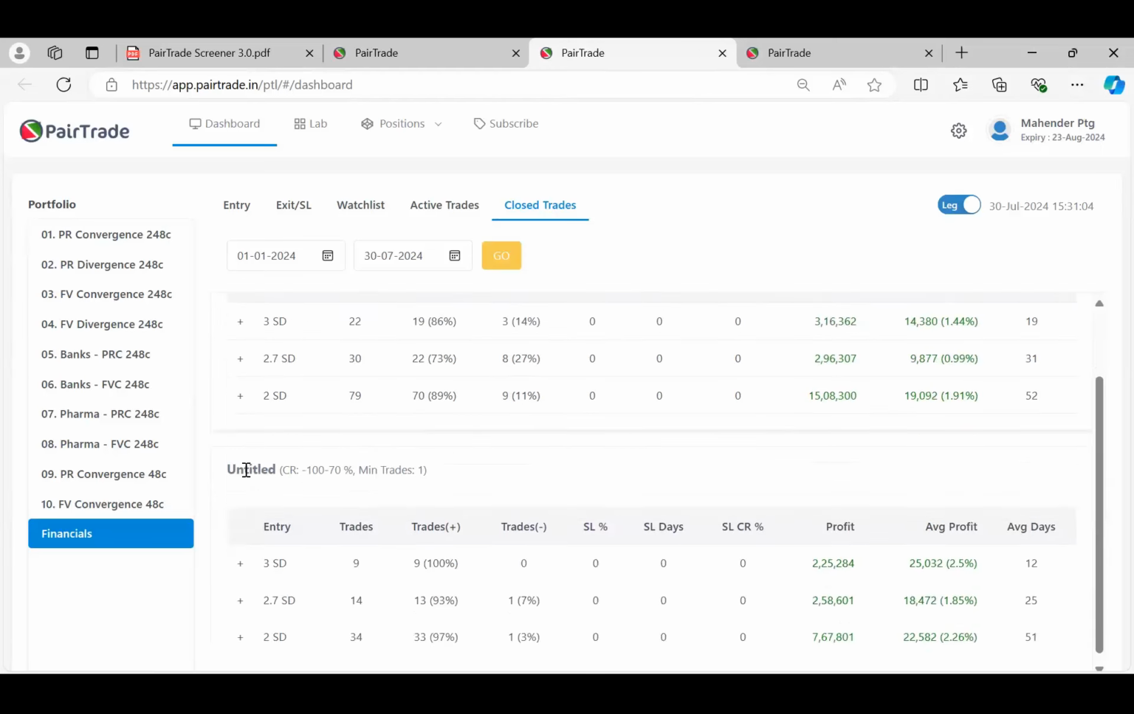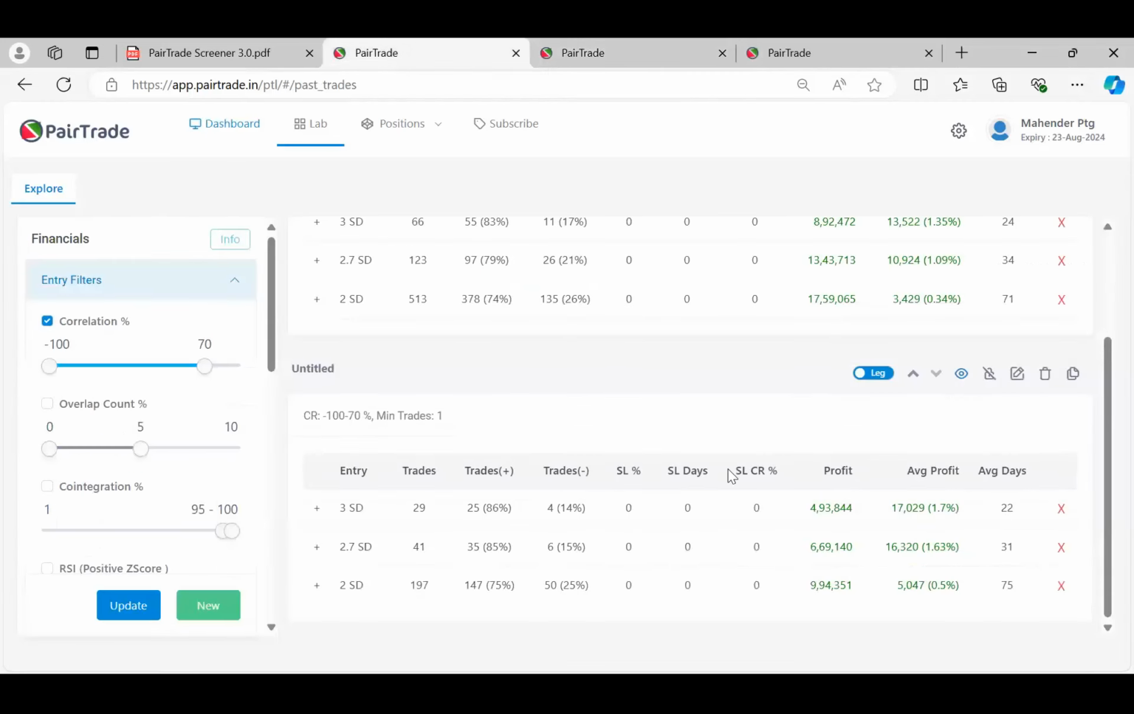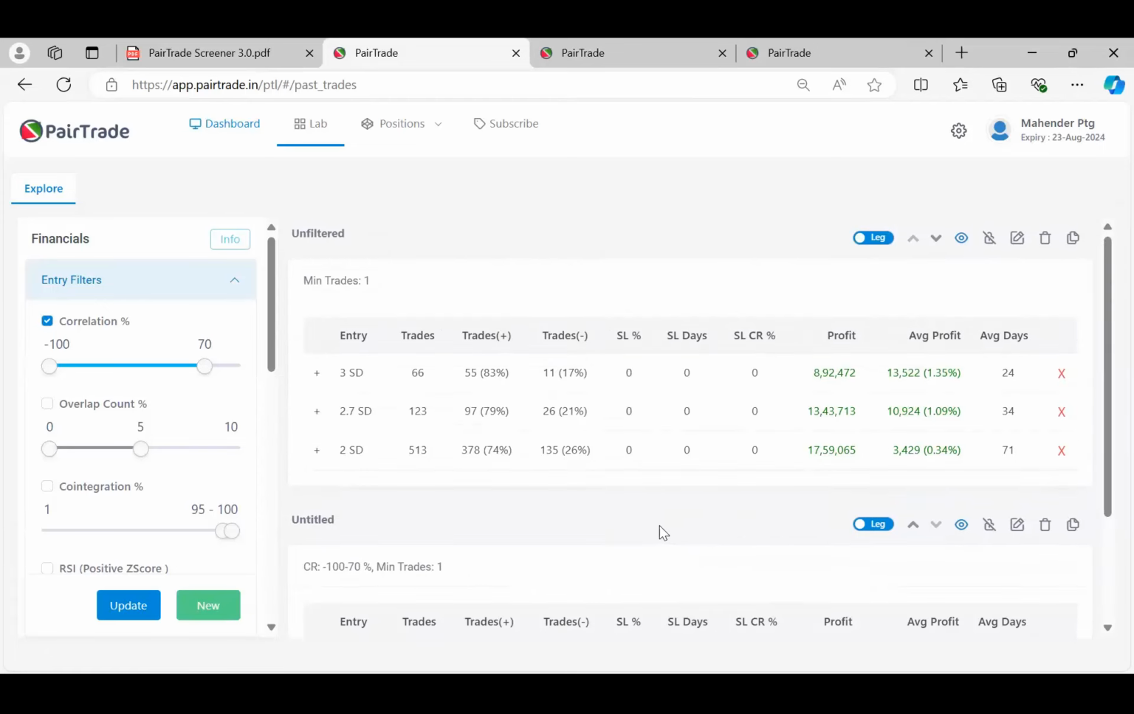Similarly, if I use the correlation minus 100 to 70, here also good returns per trade, 34 trades and 33 positive outcome, only one trade which has gone wrong. Here it is 100%. So if we had just used this combination, you would have made so much profit. And average profit per trade is also very good. So you can experiment here with different combinations and see how the portfolio has given you returns. Now we can go to the next one.